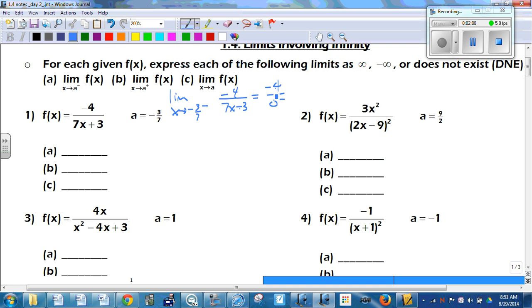So at this point, we have to determine what's the sign? Is it going to be positive infinity or negative infinity? Well, we have a negative 4 divided by something really, really close to 0, but it's negative. So really, we have negative divided by a negative, which gives us positive infinity for part A.